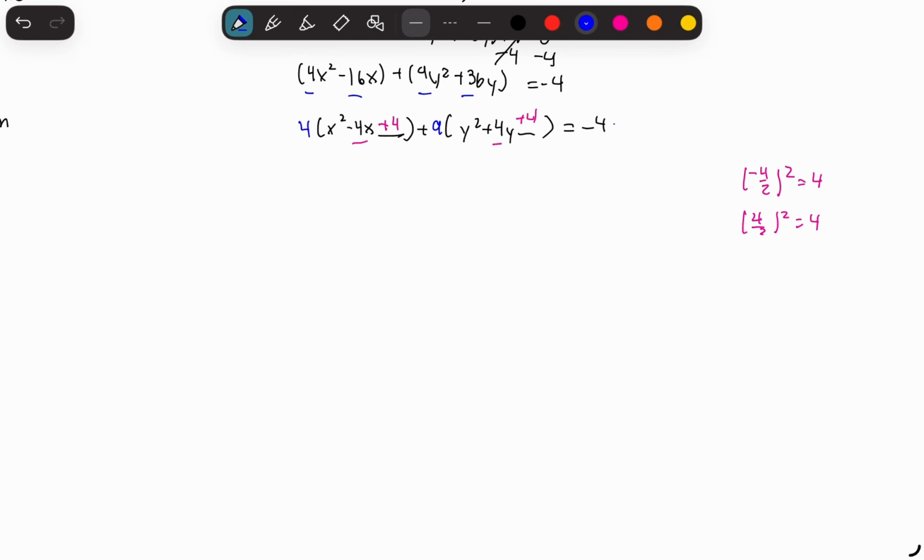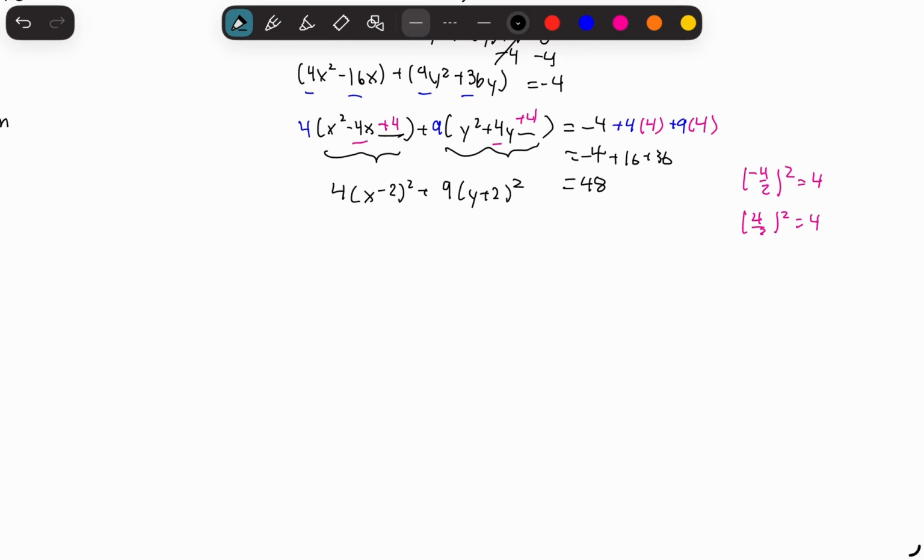So this is going to be a plus 4 times 4, and also a plus 9 times 4, because we add 4 to both sides. And this is equal to negative 4 plus 16 plus 36. That's equal to 48. Negative 4, that was. And now we factor the squares on this side. So that would be 4(x minus 2) squared, and that would be 9(y plus 2) squared is equal to 48.